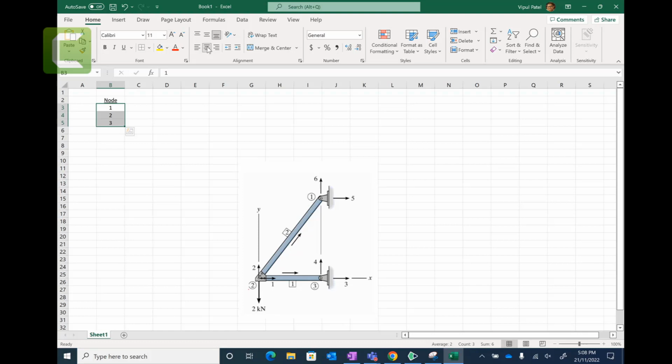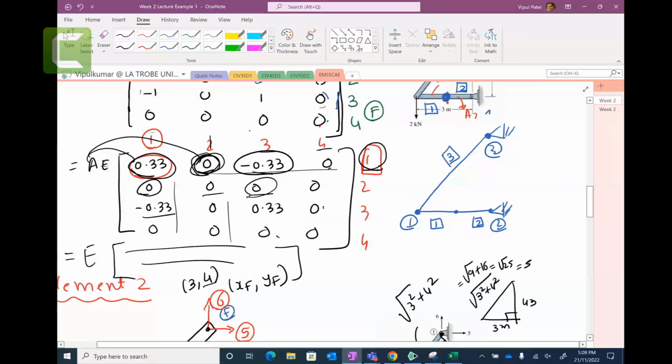All right, write down nodes and put the 1, 2, and 3. Second, we can put the X coordinate and Y coordinate of your node. Let's put the X in meters, Y in meters, and we go back to our questions here where we put the coordinate system.